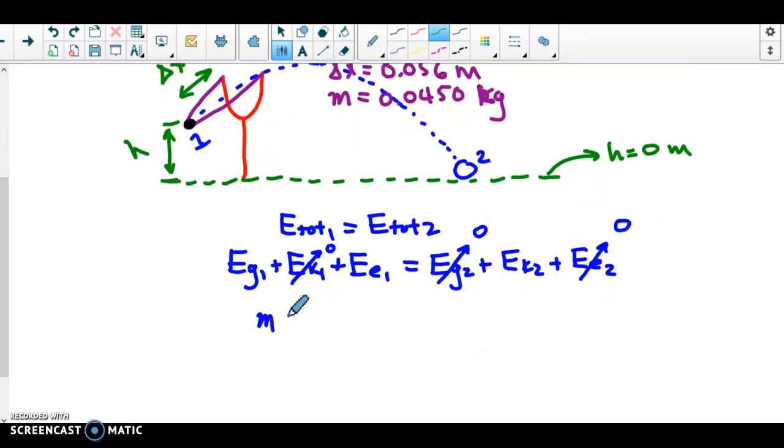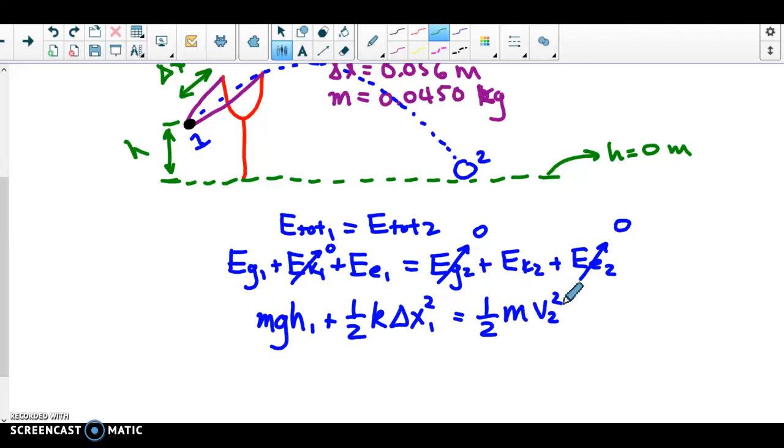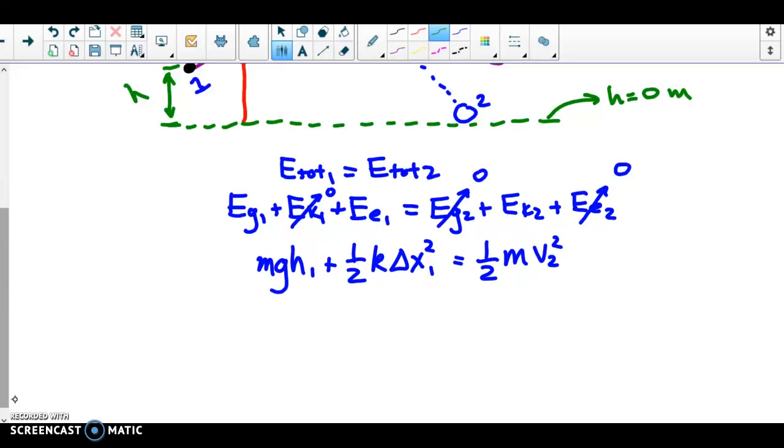I know that the equation for gravitational potential energy is mgh. I know the equation for elastic potential energy is 1/2 k delta x squared. And I know kinetic energy is 1/2 mv squared. I'm using subscripts to keep track of heights, extensions, and speeds at different points in the motion. And that's going to help me when I have more complicated problems. In this case, I can't cancel anything out because every single term has different variables in it. But I would like to rearrange for v2, this variable here.